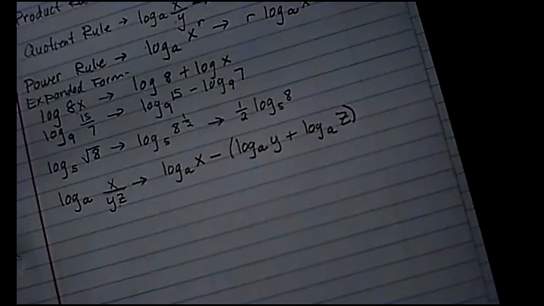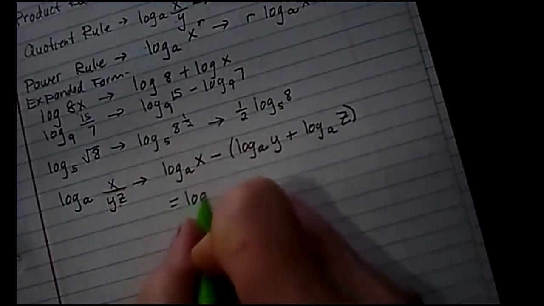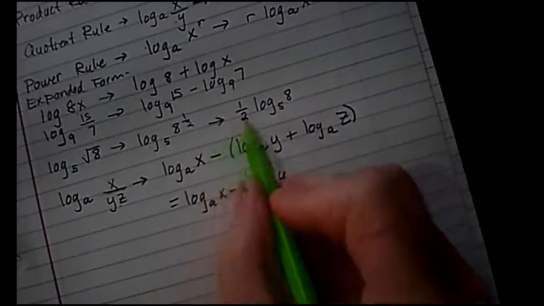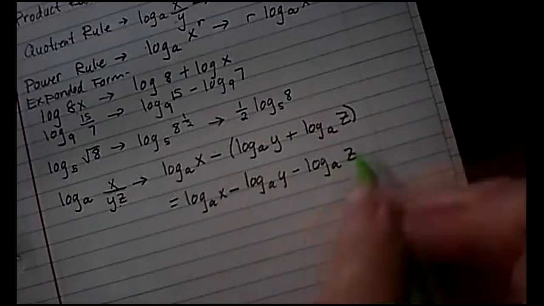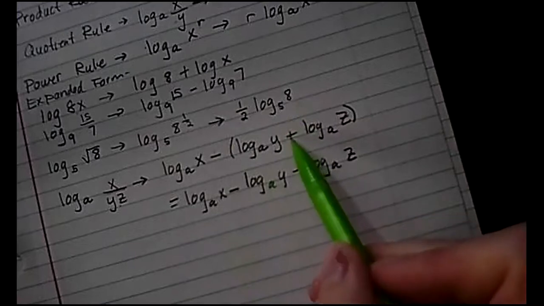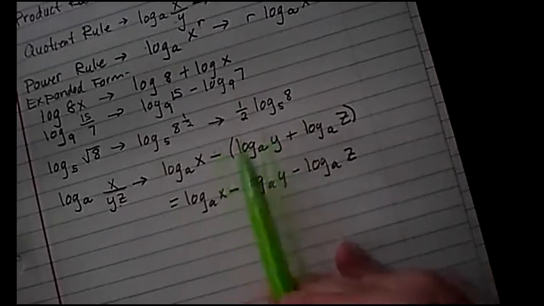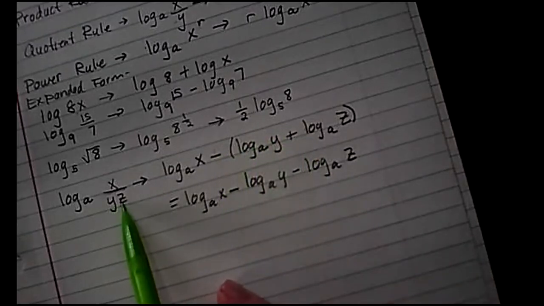To completely simplify that, you want to multiply that negative through right here. So the final answer is log base a of x minus log base a of y, and that becomes a negative log base a of z. That would be completely simplified. If I didn't put the parentheses in here, you wouldn't know you need to distribute that through, so you'd get the wrong answer. That's why it's really important, if you have multiple variables down here, to put them in parentheses.